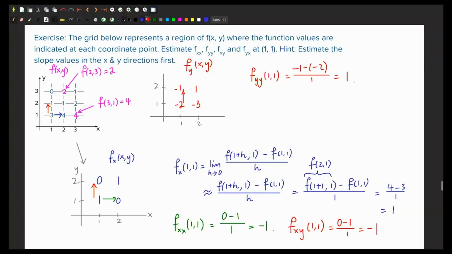1. So then if you get the f sub yx at 1, 1. You can see minus 2 drop to minus 3. So therefore this is minus 3 minus minus 2 divided by 1. So minus 1. Okay? Then we will notice something. This and this, they are equal.